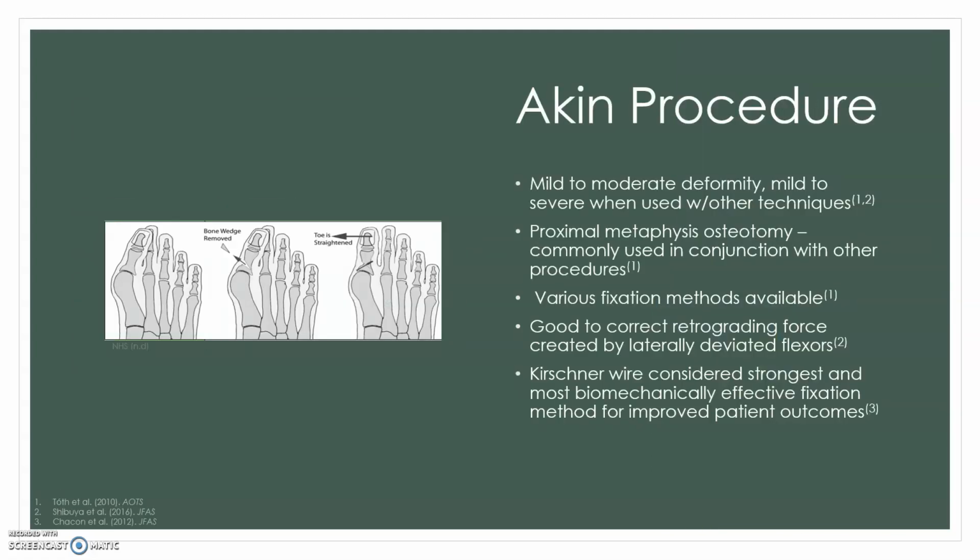The Aiken procedure is a proximal metaphysis osteotomy, commonly used in conjunction with other procedures. When used alone, it is indicated for mild to moderate deformities, but can treat more severe deformities if used in conjunction with other techniques. A wedge of bone at the proximal phalanx is removed, and the digit is then straightened laterally. There are various fixation methods available, but Kirschner wire is considered the most biomechanically effective and also the strongest method of fixation.